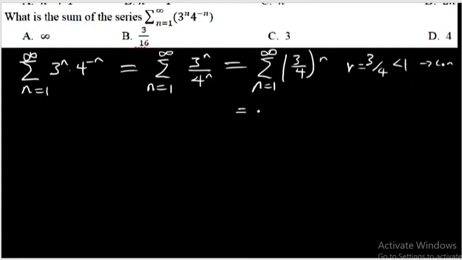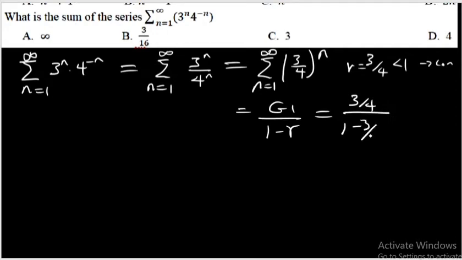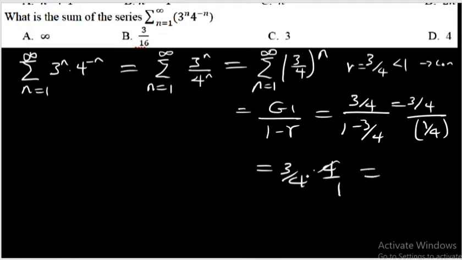And the sum will be G1 over 1 minus R. What's G1? Insert 1 in place of n. When you insert 1, it will be 3 over 4 over 1 minus 3 over 4, which is equal to 3 over 4 over, when you subtract 4 minus 3 will be 1 over 4, and then this 1 over 4 will be flipped and multiplied, so it will be 3 over 4 times 4 over 1, so the 4 cancelled, just 3, so the answer will be C.